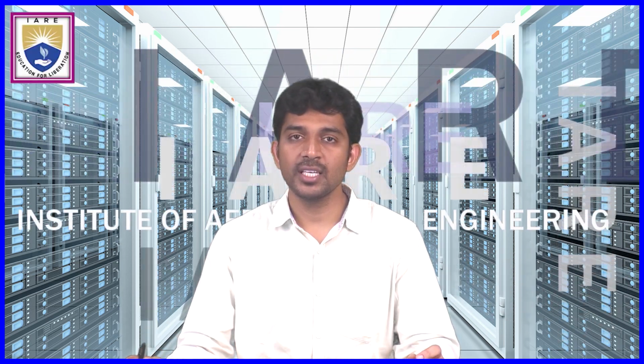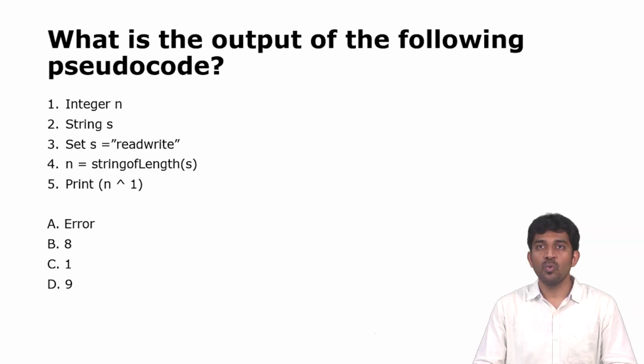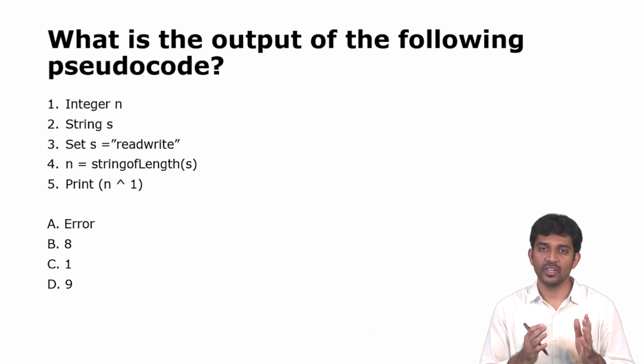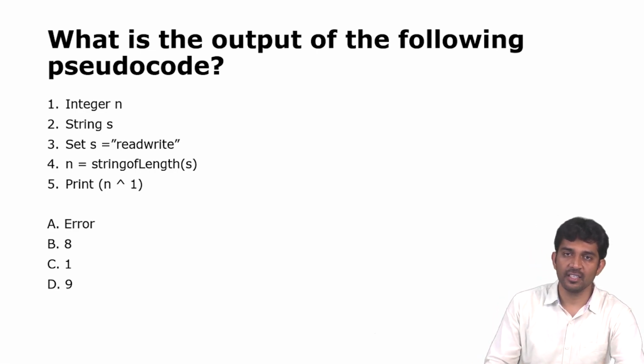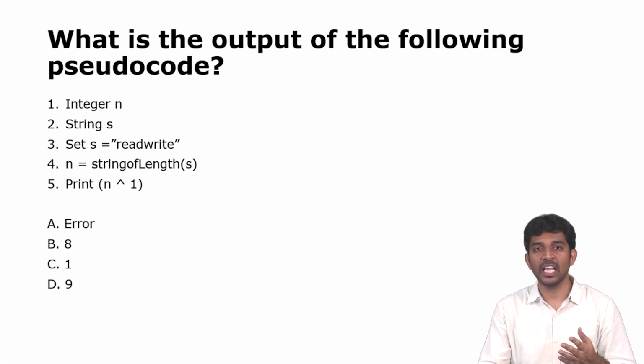Today I am going to discuss 10 programming questions, including 2 programming coding questions. The first question: what is the output of the following pseudocode? At least 1 or 2 questions of this kind we may expect. They will give you some pseudocode, and you need to identify the answer. If you observe here, they gave an integer n. There is no need to worry about the programming language you are good at. This is only pseudocode, like an algorithm.